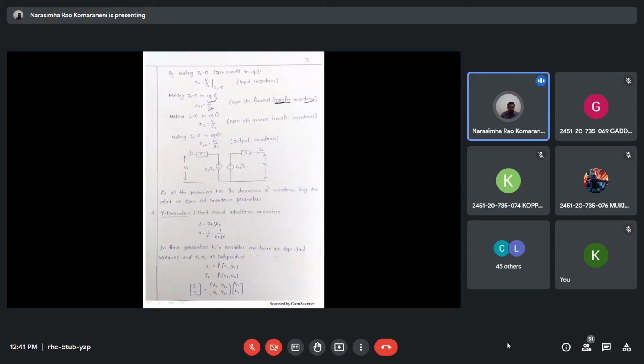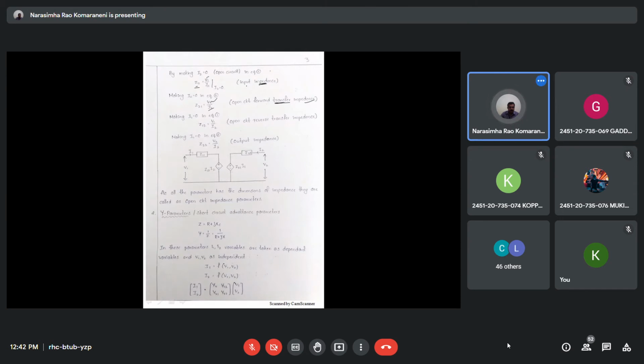Whereas coming to Z11, Z11 is nothing but a ratio of the input voltage by input current. So voltage by current is nothing but the impedance. So here these subscripts 11, this 11 indicates the port 1 variable.